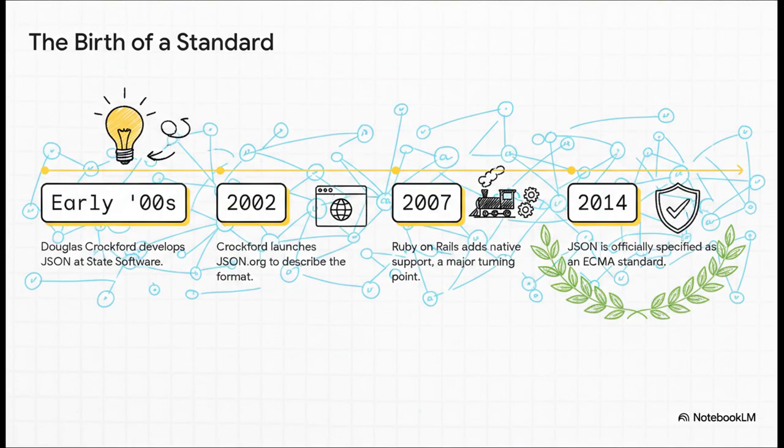But JSON's rise to the top didn't happen overnight. Nope, it started out in the early 2000s. Just a simple idea from a developer named Douglas Crockford. And for years, it just kind of grew quietly in the background. The big break, the real turning point, was in 2007. That's when the super popular Ruby on Rails framework decided to fully support it, and that just catapulted it into the mainstream. By 2014, what began as a small side project had become an official global standard.